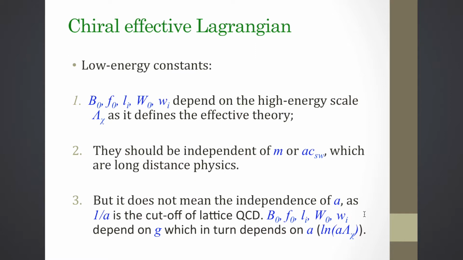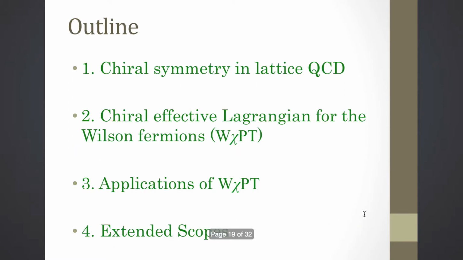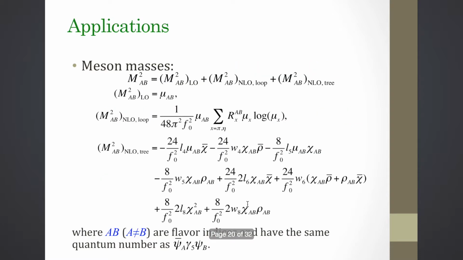So with this chiral effective Lagrangian at order a, we can use it to calculate the meson masses and decay constants. First, the meson masses. The meson mass is divided into the leading order contribution, next leading order loop contribution and next leading order tree contribution. Here the indices A and B are different, and they are the flavor indices and have the same quantum number as psi bar A, gamma 5, psi B.